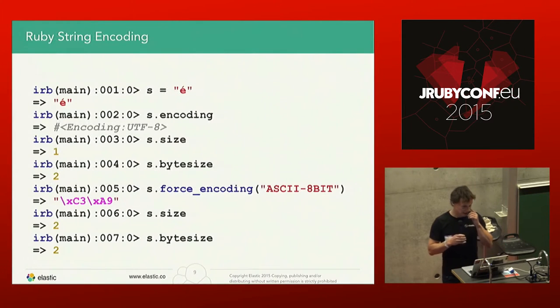Okay, so let's show an example here. If I define a string with E accent aigu, or acute accent E, obviously this is Unicode. UTF-8 is going to be a 2-byte encoding. So we see that the encoding here is UTF-8. If we ask the size, it's a 1-character string. If we check the byte size, then it's 2 bytes. If we force the encoding to ASCII 8-bit, which is the transparent 8-bit encoding, we get back that string, and if we ask for the size, it's going to be 2, and the byte size is 2. This shows the difference between a string's length and its byte size for that same string.